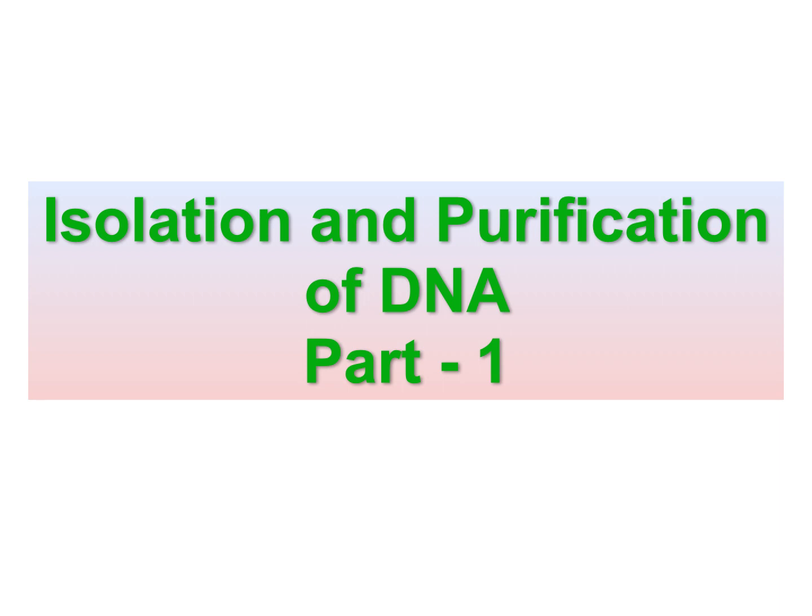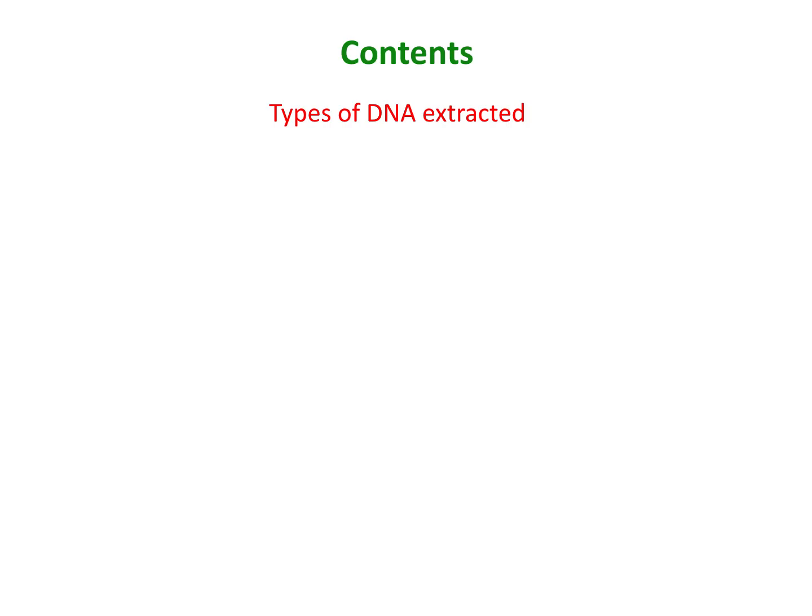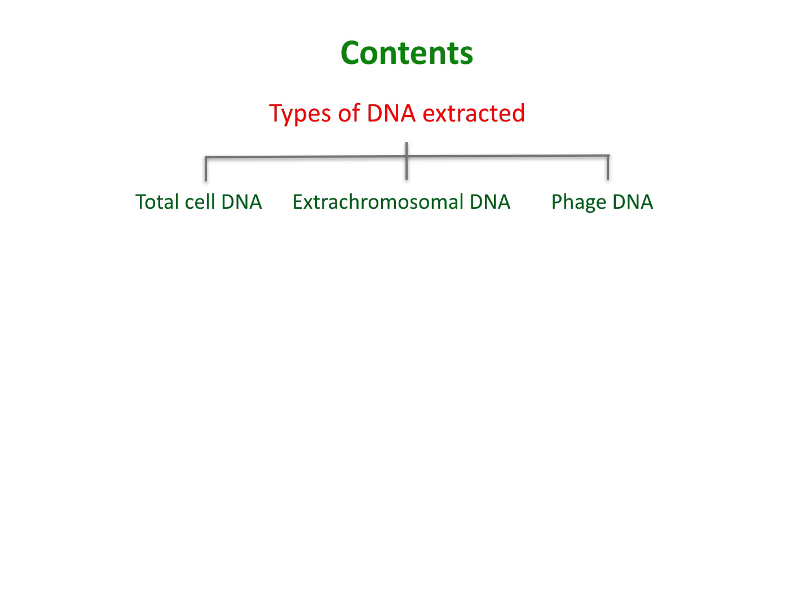In this video, I am going to explain the process of isolation and purification of DNA from living cells. First of all, I am going to describe how many types of DNA are commonly isolated. In general, three types of DNA are routinely prepared in laboratories, namely total cell DNA, extrachromosomal DNA, and phage DNA. I will explain extrachromosomal and phage DNA isolation in my upcoming videos. Here I am going to describe how total cell DNA isolation is performed.